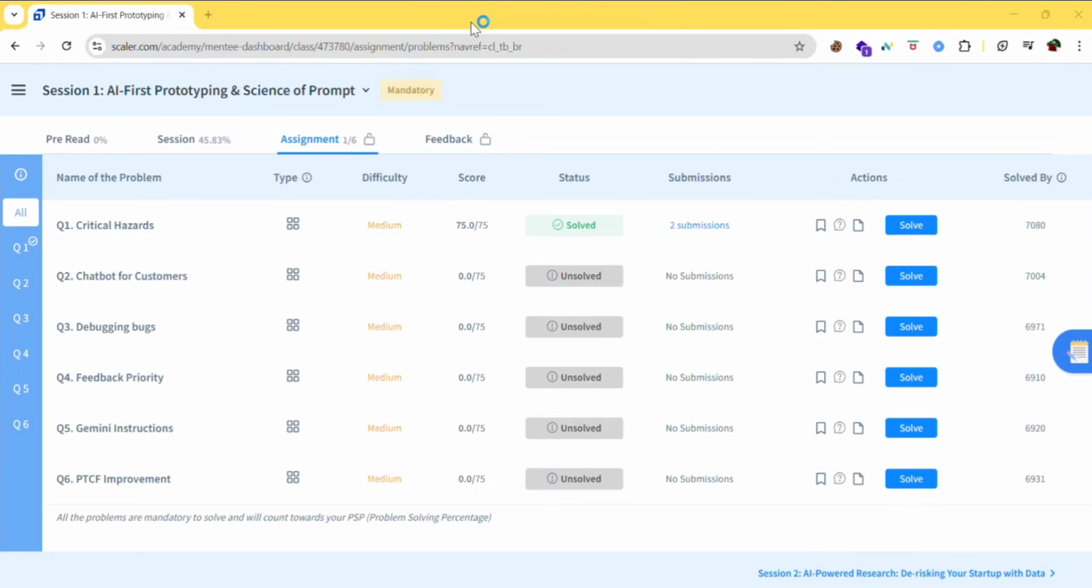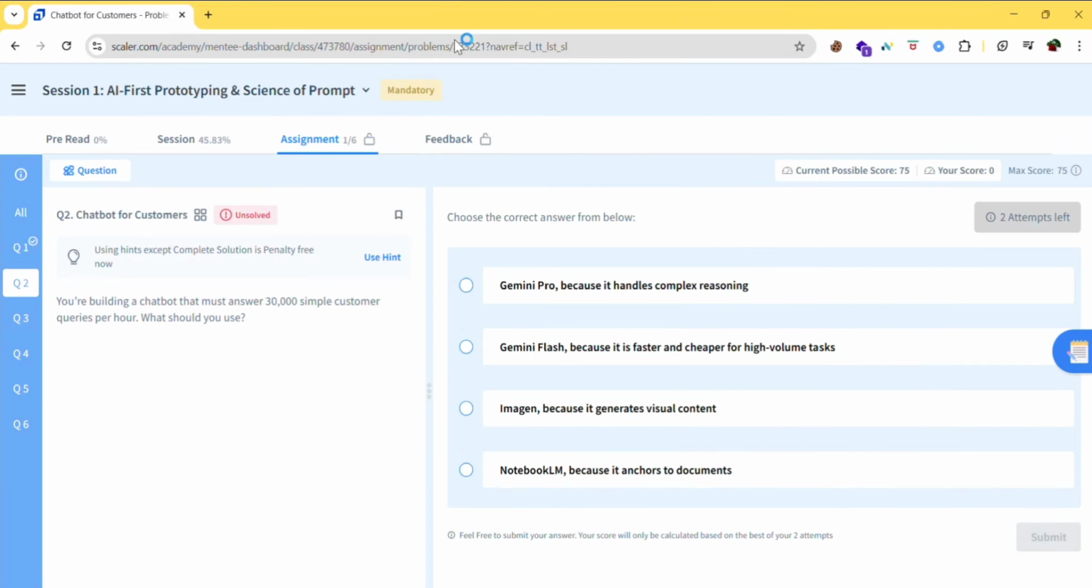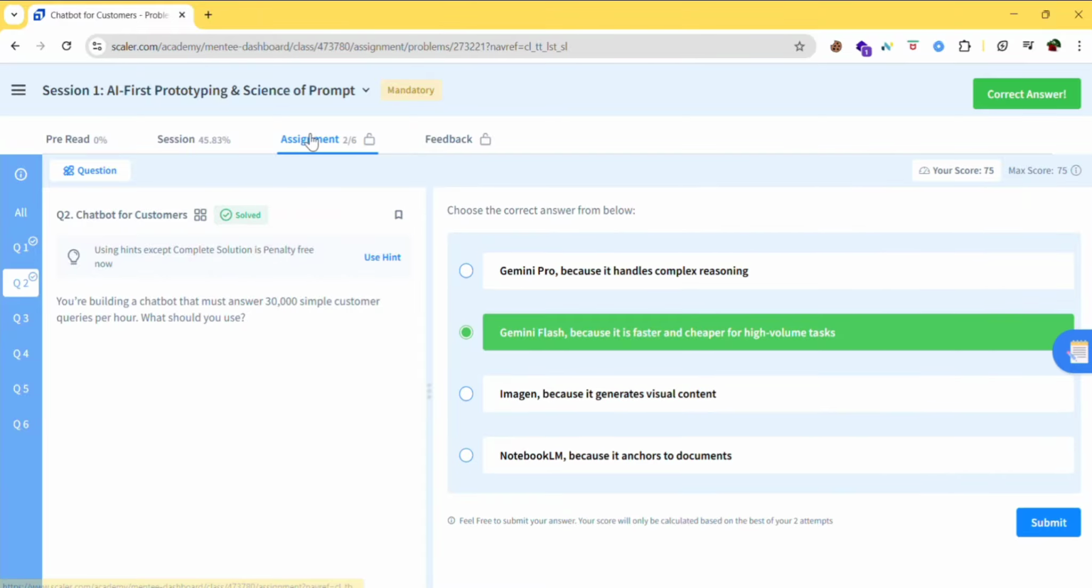Now let's go for another question. Just come back and click on solve here. So this is the second question. The question is, you're building a chatbot that must answer 30,000 simple customer queries per hour. What should you use? For simple queries, we have already seen that we can use Gemini Flash, which will generate simple answers. So it is the correct answer.